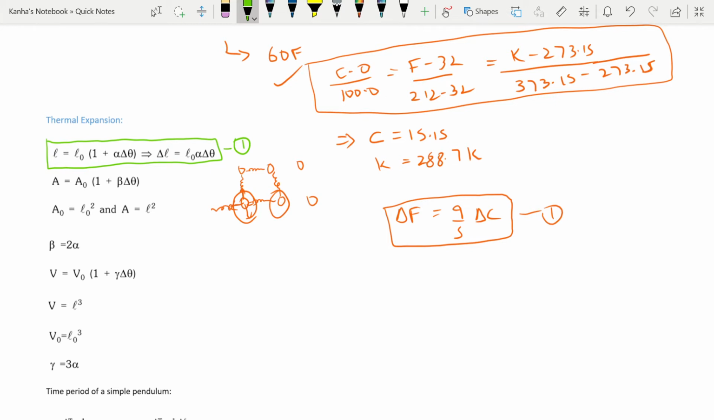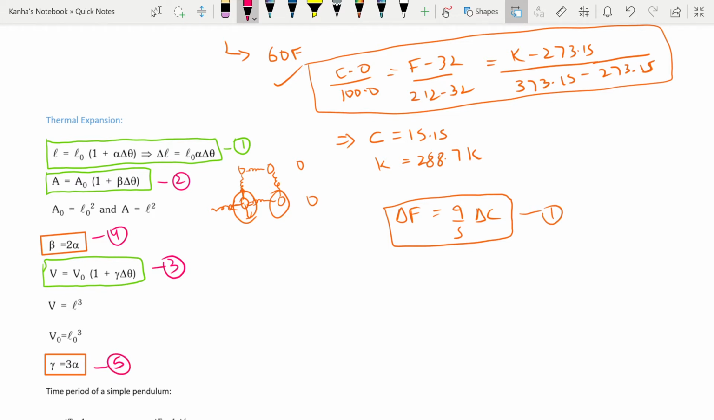Similarly, I can write this for an area: A is equal to A naught into 1 plus beta delta theta, and similarly I can write this for the volume expansion case, V is equal to V naught into 1 plus gamma delta theta. You should also take a note of the relations between these. Beta is equal to 2 times alpha and gamma is equal to 3 times alpha. Okay, the rest of the quantities are already provided in front of you, so I want you to remember these 5 quantities from here.